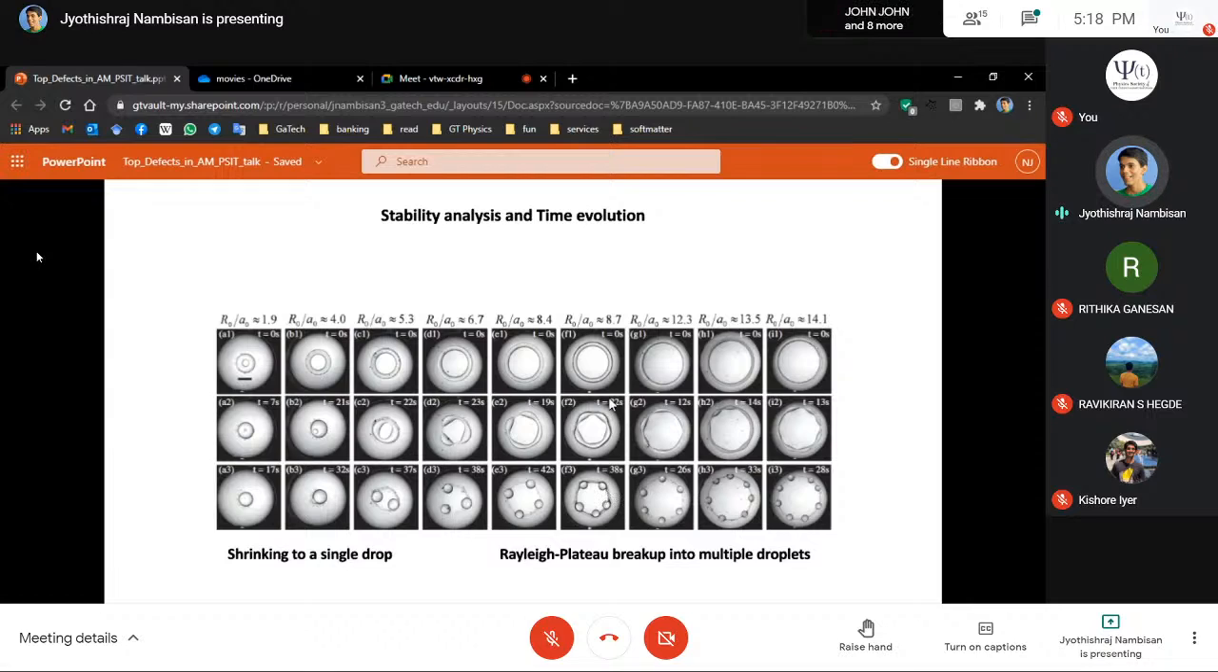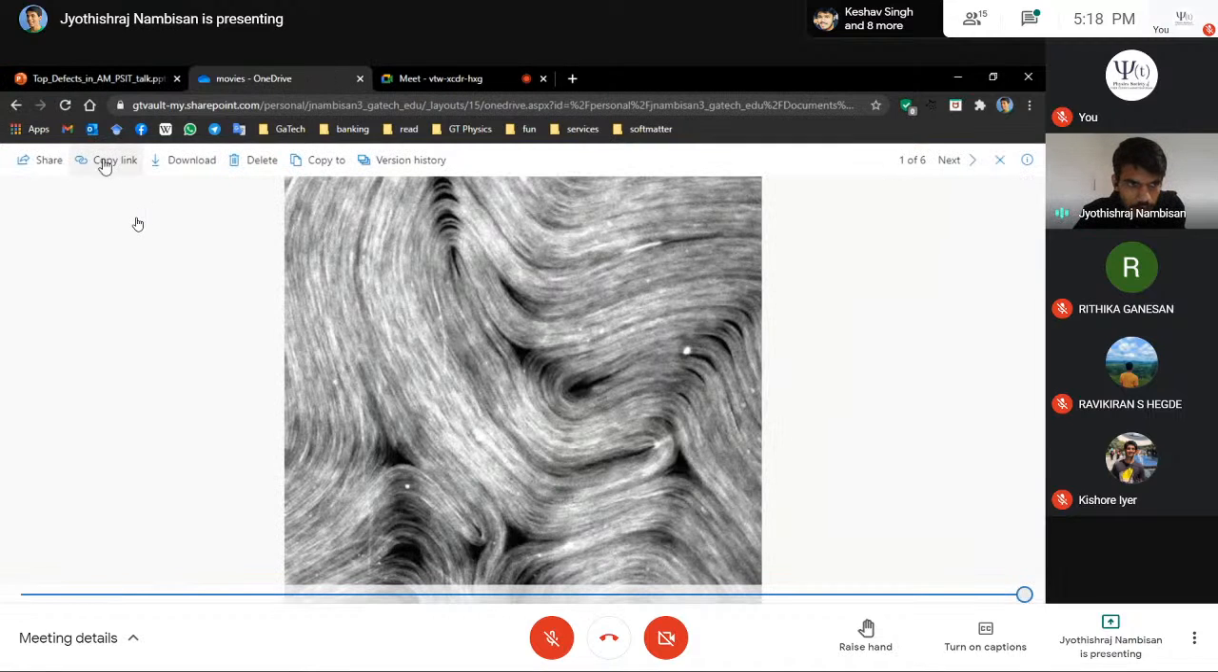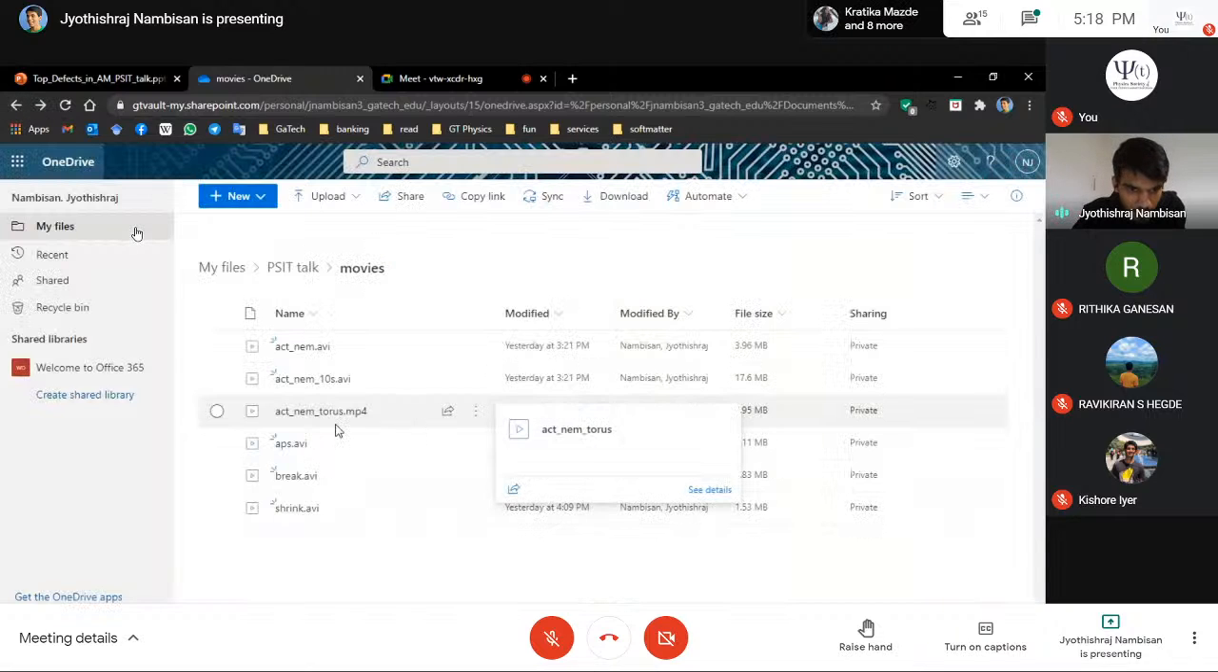So these are hydrodynamic instabilities. This is classic fluid dynamics, known as a Rayleigh-Plateau breakup. So what we need is, actually I should be playing the movie, but let me try quickly to show you how we make this.